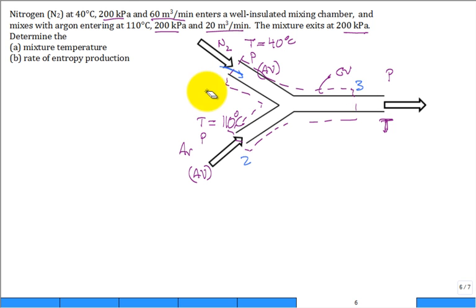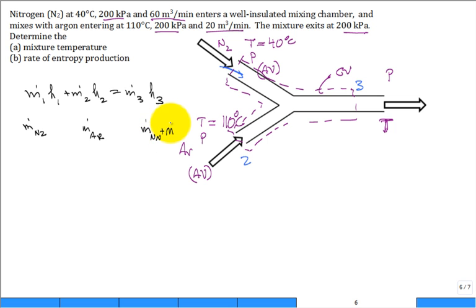I know the notation gets a little cumbersome, but you would have something like the mass flow rate at 1 times the enthalpy in at 1 plus the mass flow rate in at 2 times the enthalpy in at 2 is equal to the mass flow rate out at 3 times the enthalpy out at 3. True or false? True. Okay. But we see that this mass flow rate at 1 is only nitrogen. This mass flow rate at 2 is only argon. The mass flow rate out at 3 is a combination of the nitrogen and the argon, isn't it?